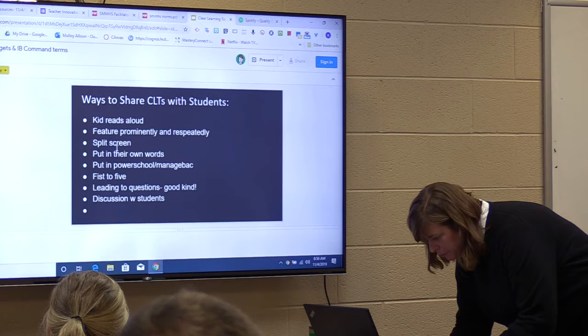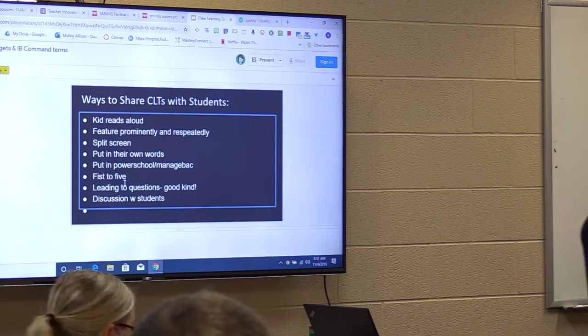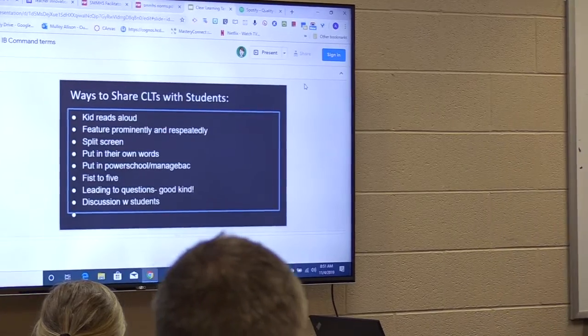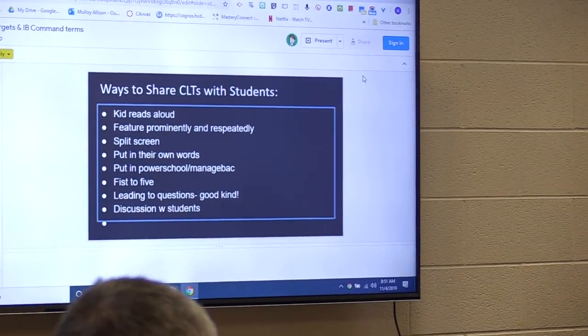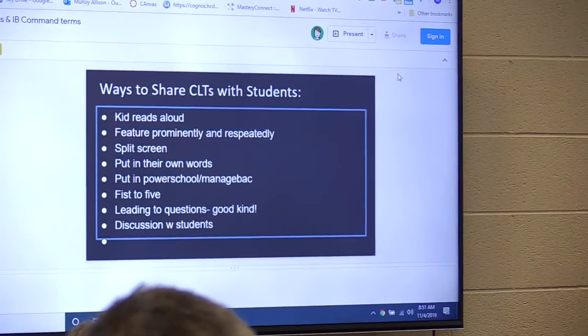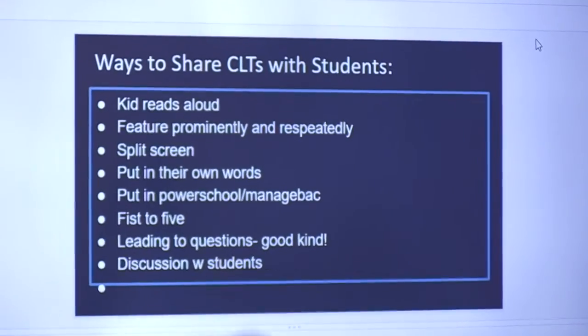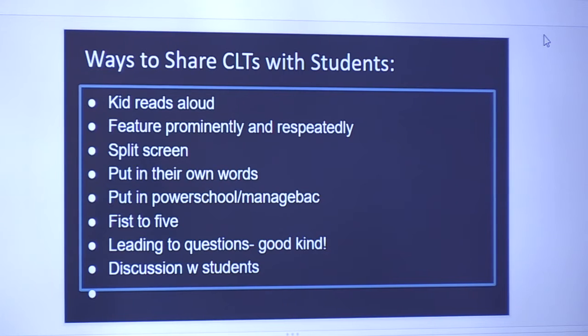Our last group was just throwing some ideas up here. Look at the ideas that they had, and let's talk about this for a minute. We all know that we write the CLT on the board, right? But beyond that, how do we share CLTs with students? What are some ideas? What are some ways you've seen? Some things you saw in the video? Look at some ideas here. What are some ways to share CLTs?